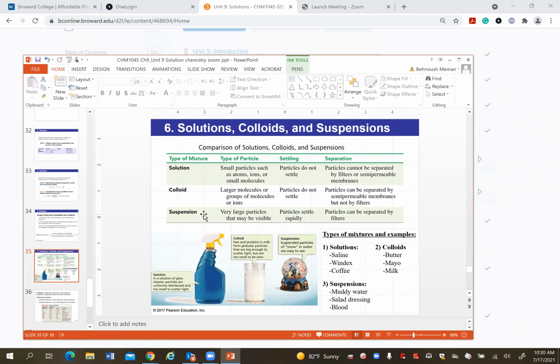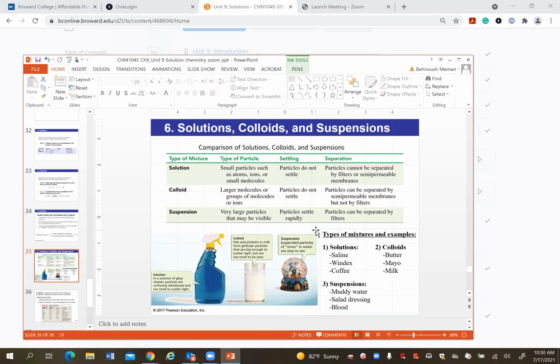Particles can be separated by semi-permeable membranes, sorry. For colloids, the particles are not large enough to be separated by filters. Solutions cannot be separated because it's a homogeneous mixture and the particle sizes are small. And suspensions, those are the mixtures that have large particles and they can be separated by filter, okay? And they settle down quickly.